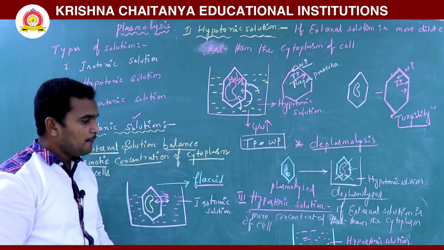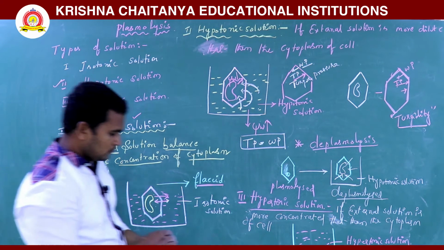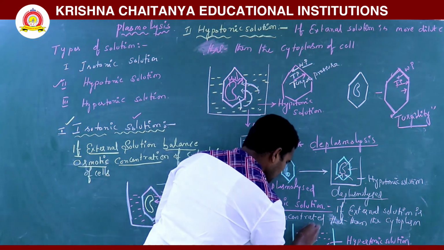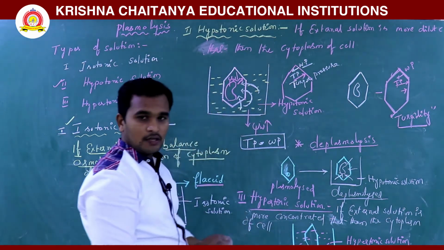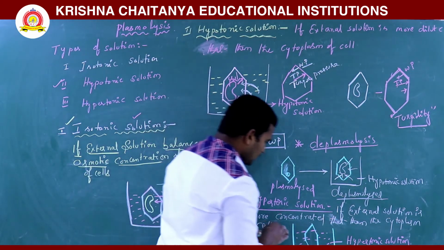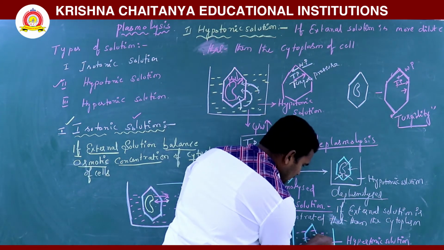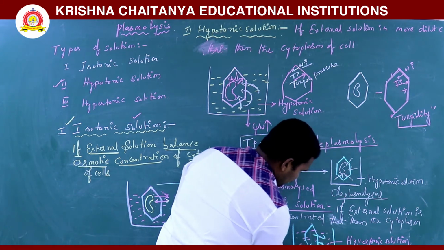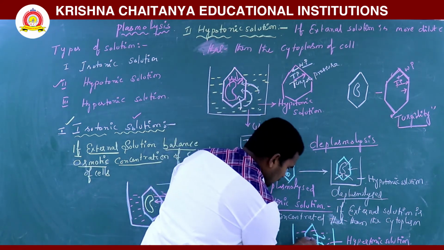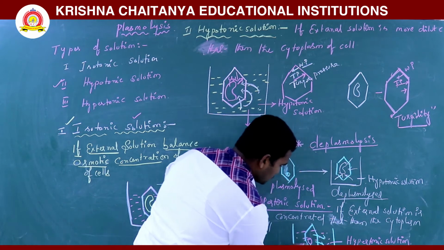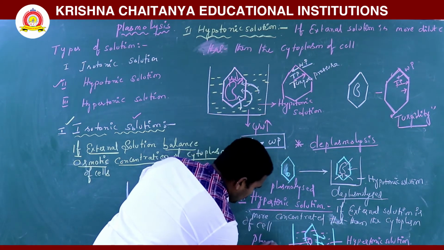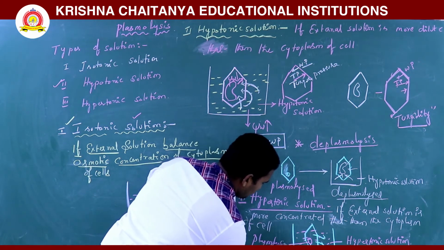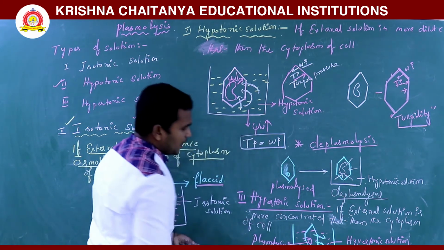So when you place the cell in the hypertonic solution, what happens? The water comes out of the cell. Now the cell will become plasmolyzed. That cell is called plasmolyzed. Okay, here we are observing a plasmolyzed cell.